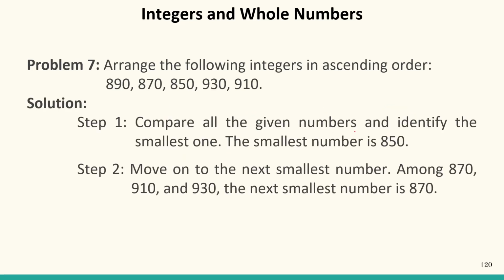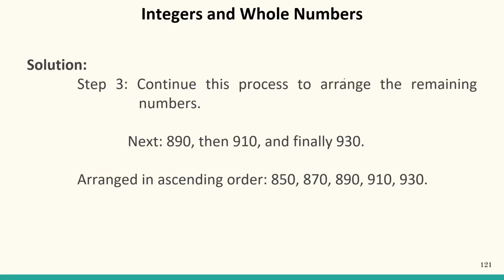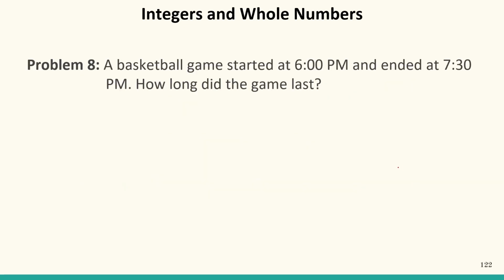So compare all the given numbers and identify the smallest one. So the smallest number is 850. Okay, so move on to the next smallest number. Among 870, 910, 930, the next smallest number is 870. So continue this process to arrange the remaining numbers. So next 890, then 910, and finally 930. So arranged in ascending order: 850, 870, 890, 910, 930.